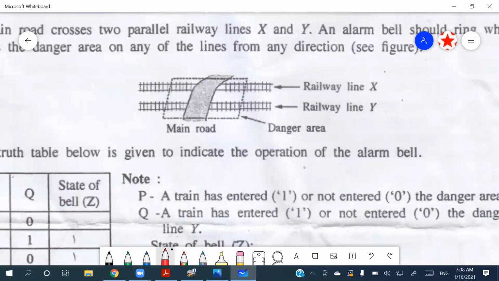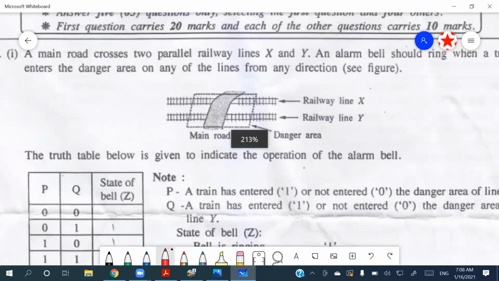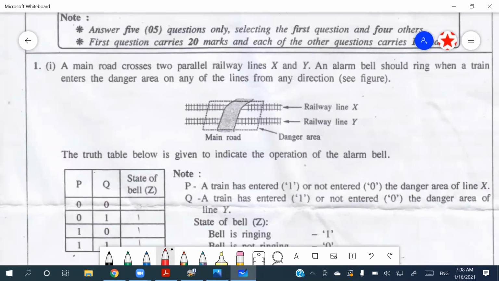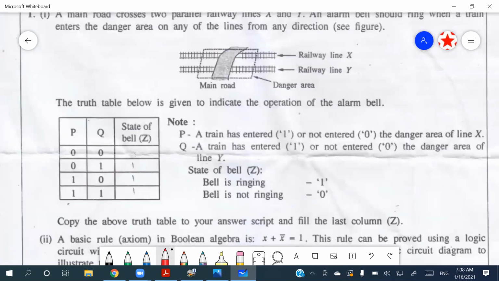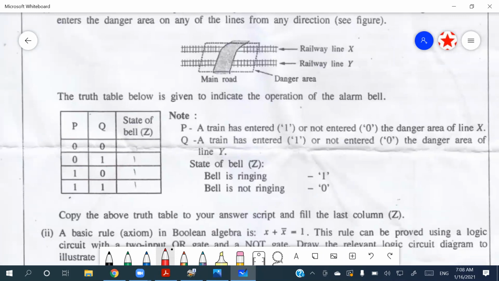So the alarm is there to alert whenever a train enters the danger area in either of the railways, X or Y, right? And it's saying the truth table below is given to indicate the operation of the alarm bell. So there is P and Q, and the note says a train has entered or not entered the danger area of line X. So P means a train has entered.